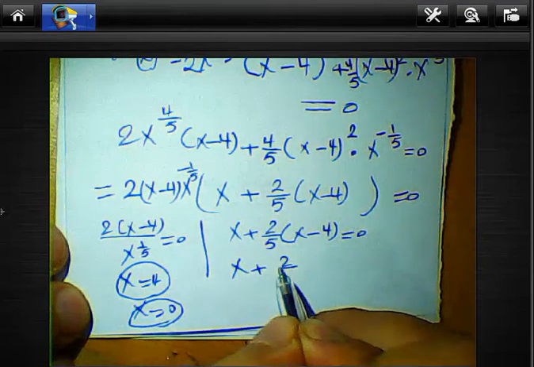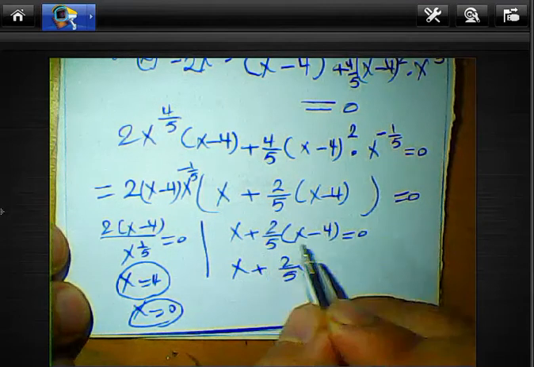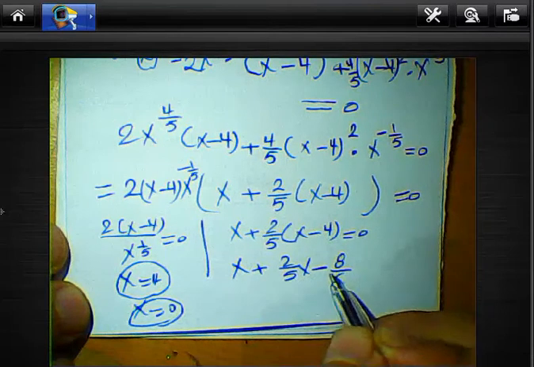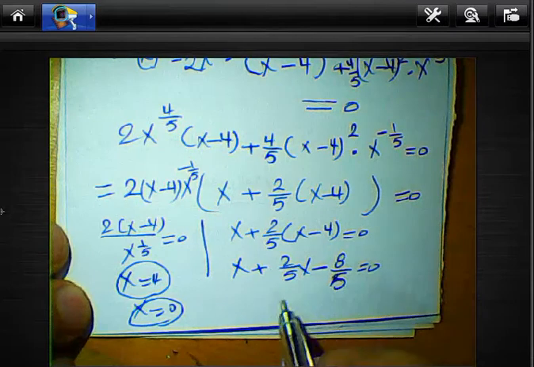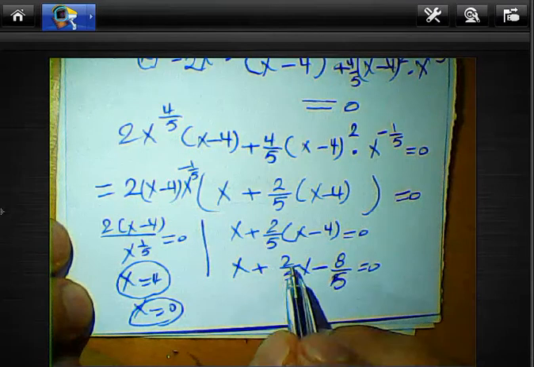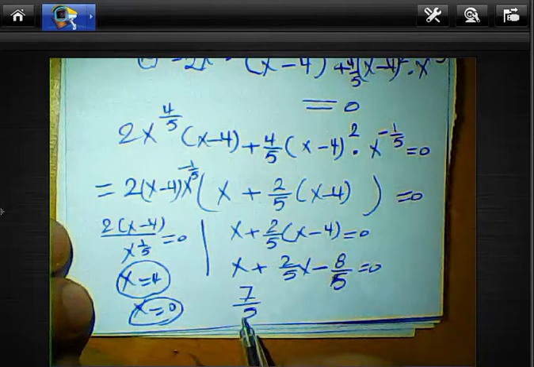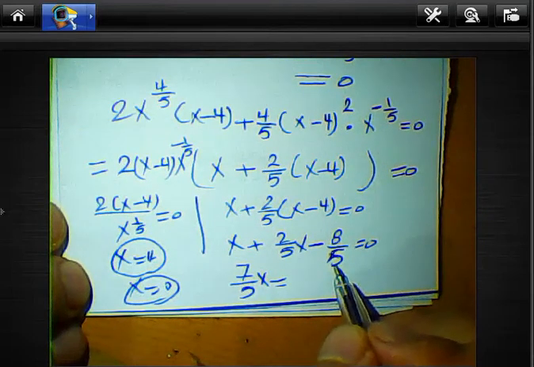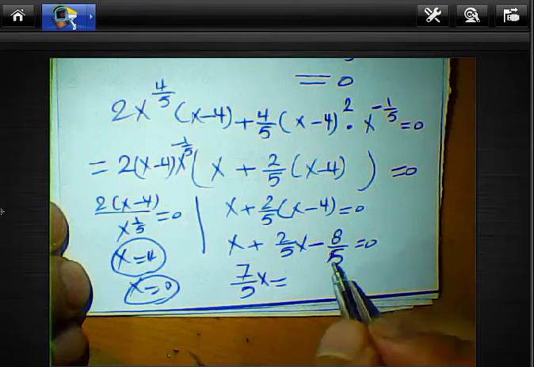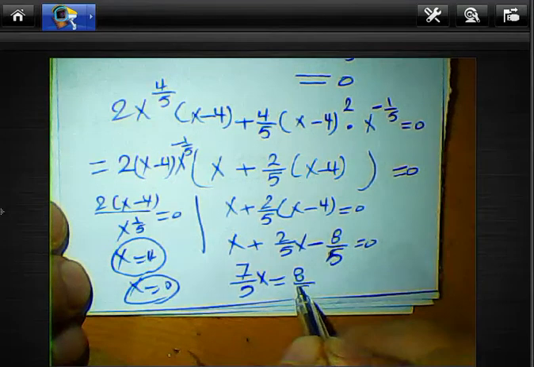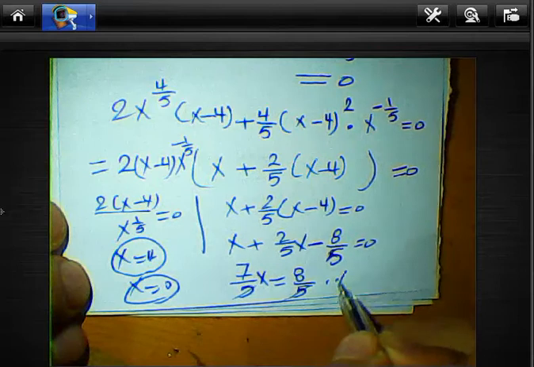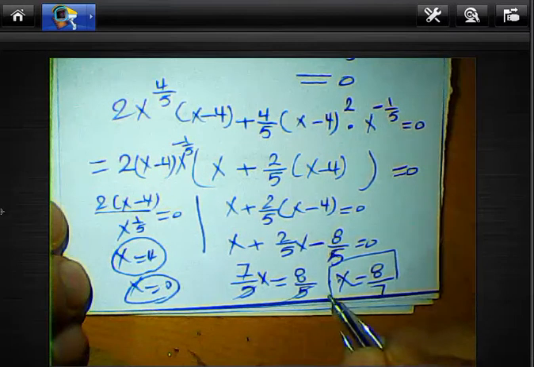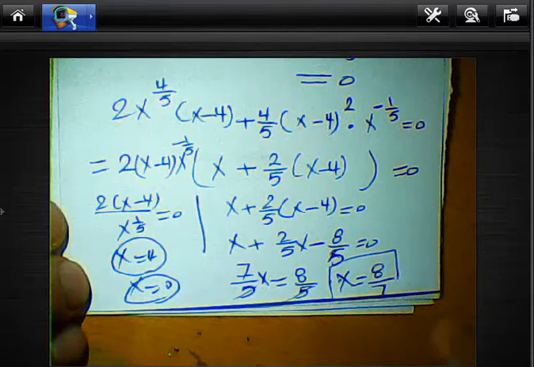X plus 2 over 5 multiplied by x subtract 4 multiplied by 2 over 5 equals 8 over x over 5 equals 0. It means 5 over 5 plus 2 over 5 equals 7 over 5 x equals, we can move the 8 over 5 from the left hand side to the right hand side, and then invert the sign here, 8 over 5, and we cancel this. Then x will be 8 over 7. It's a critical number here, and x equals 4 and x equals 0.